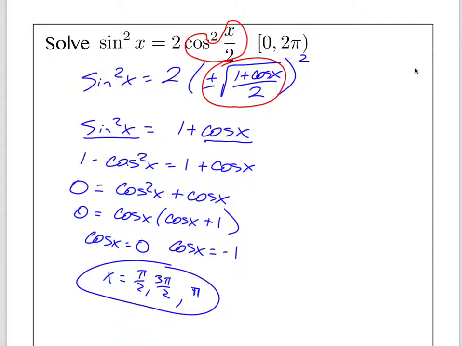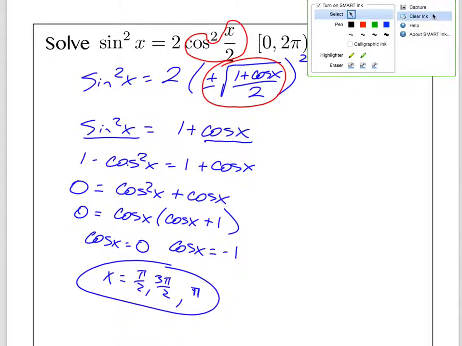So what should happen if I plug any three of those back into the original? I should end up with sine squared x on both sides. When I plug it in, I should get the same thing on both sides. Okay, that's what should happen.